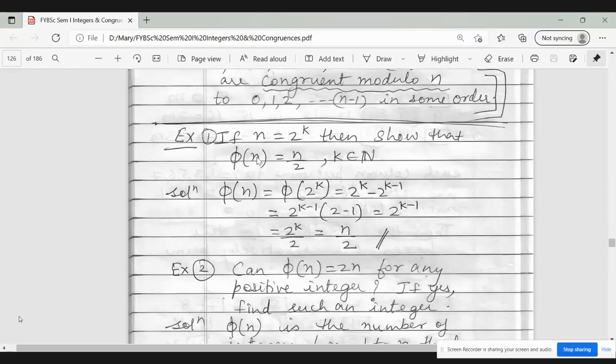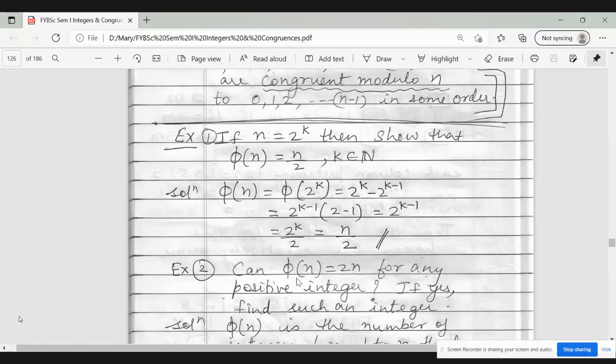So what will be phi of 2 raised to 7? 2 raised to 7 divided by 2 means it is 2 raised to 6. So every time phi of n will be n by 2, and the converse is also true. If phi of n is half of the number, then your number will be of this form, 2 raised to k. The converse part means if phi of n is n by 2, can we say n is of the form 2 raised to k? That is proved. That much we will do today.